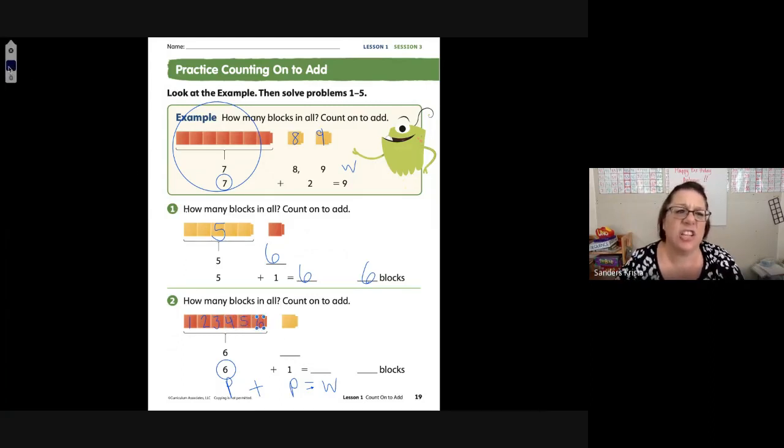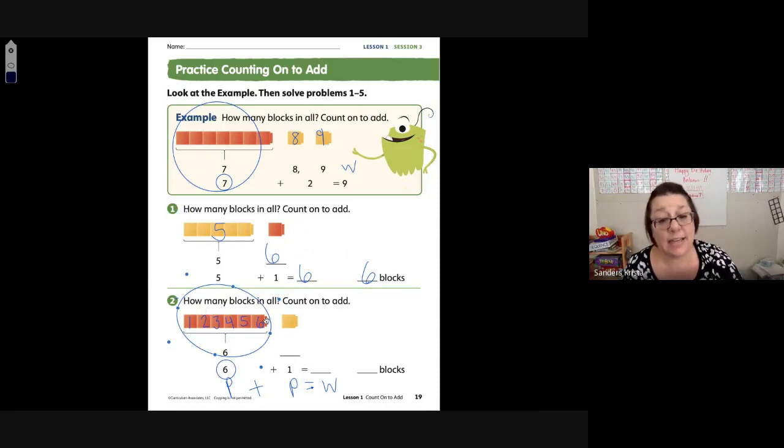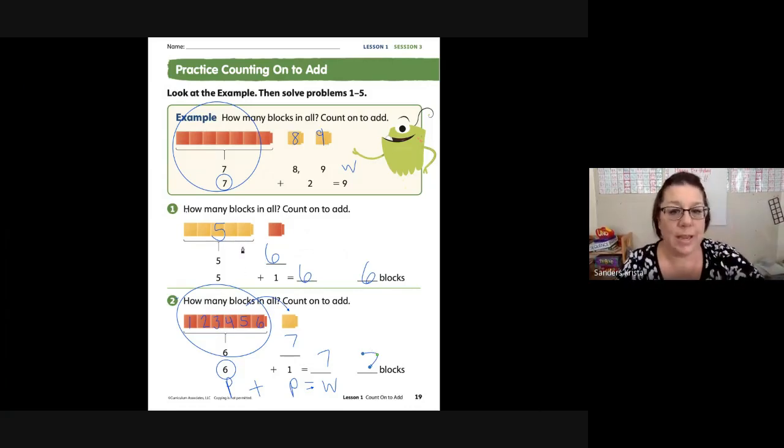That kind of took a long time to count, didn't it? It did. So I know that I don't have to count them all. I can just say 6 and then count my next number, right? Count on. 6, count on, 7. 6 plus 1 equals 7. 7 is the total, the new whole. Okay?